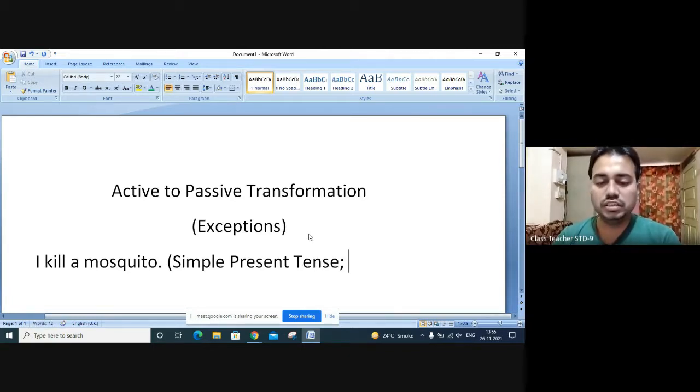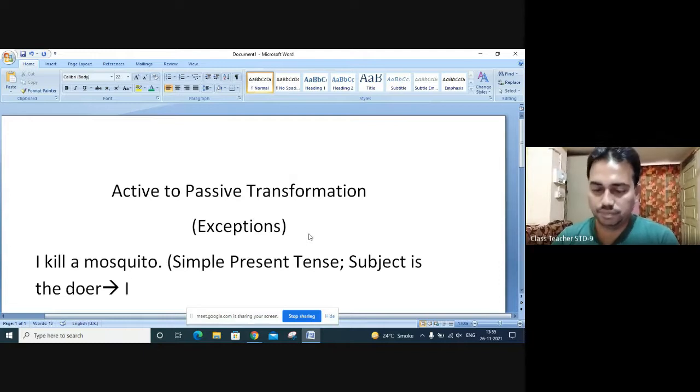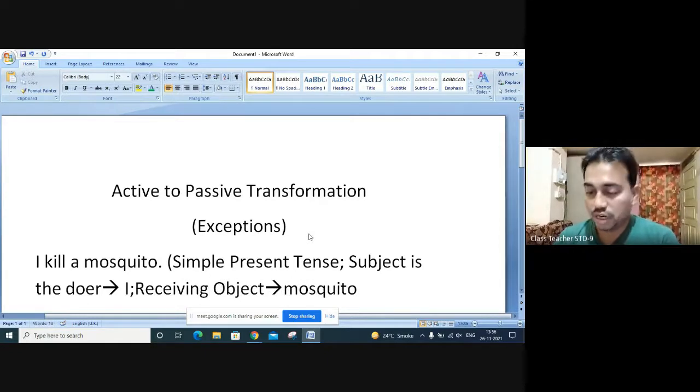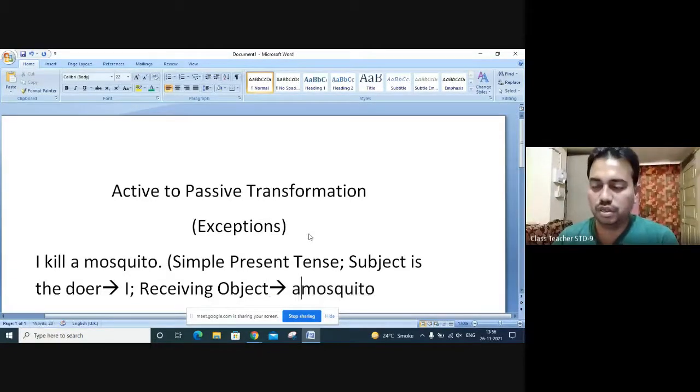Okay, what else we know about this sentence? The subject is the doer. What is the subject? I. Okay, and the object is the mosquito. Now, instead of object, we will search for the receiving object. The receiving object is mosquito. What is a receiving object? A receiving object is the object which is directly connected to the verb.